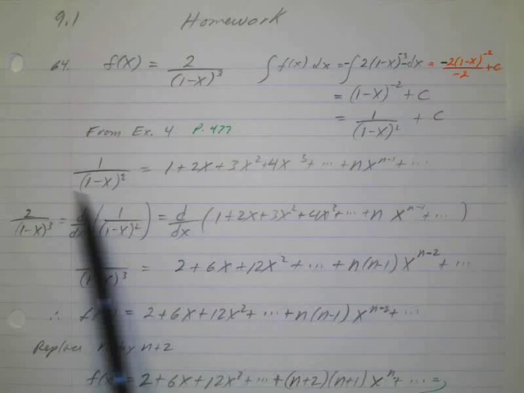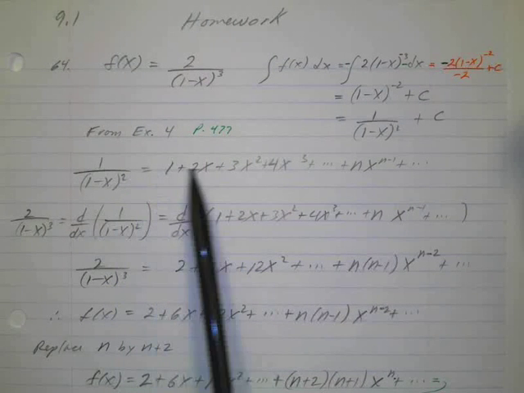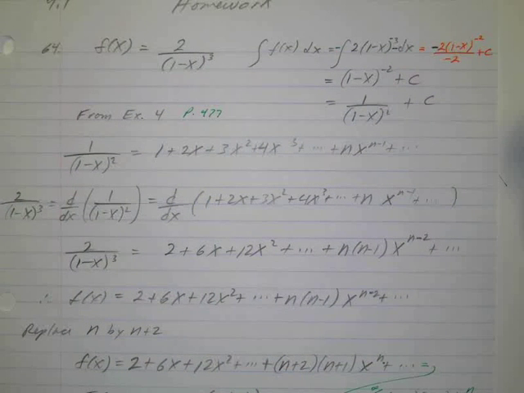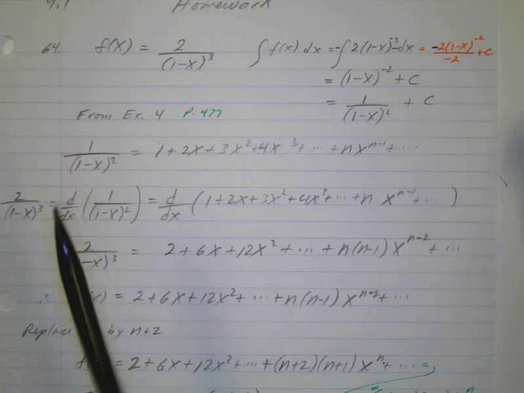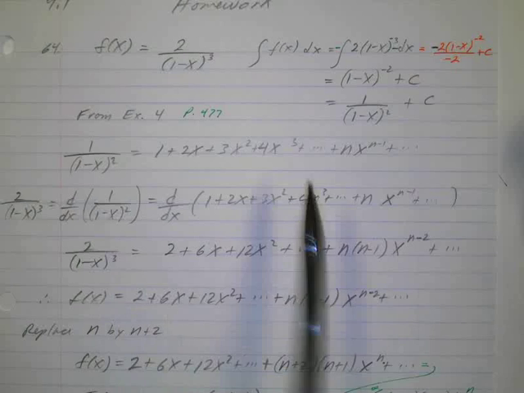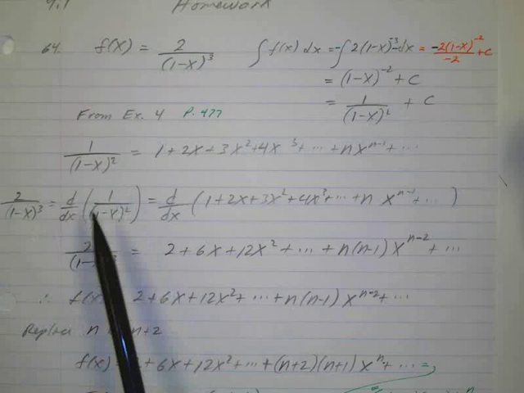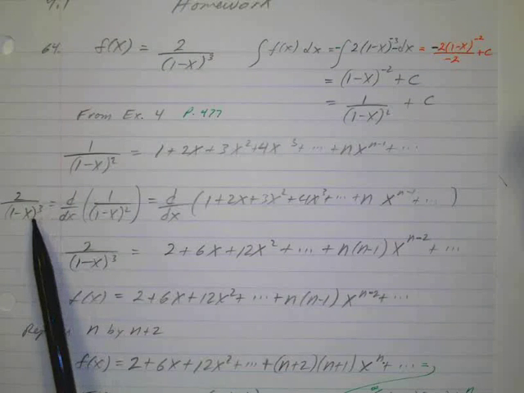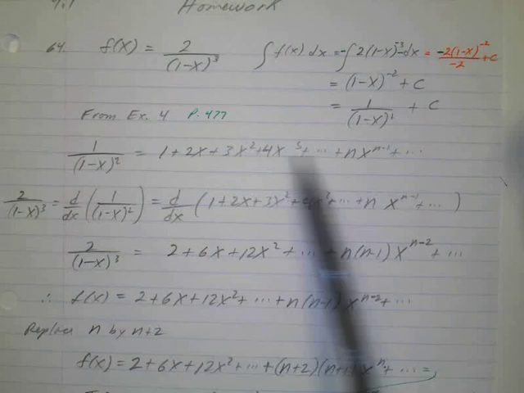If you look on the bottom, you'll see that this series ends up being 1 plus 2x plus 3x squared, etc. That again is on the bottom of page 477. And we got that series by differentiating 1 over (1 minus x). So by differentiating 1 over (1 minus x), we got this one. Now we can differentiate this one, and we'll get 2 over (1 minus x) to the third. So that equals the derivative of this. So I'm going to take the derivative of this series.